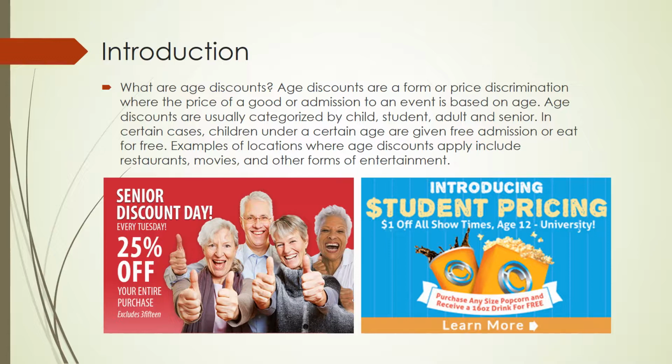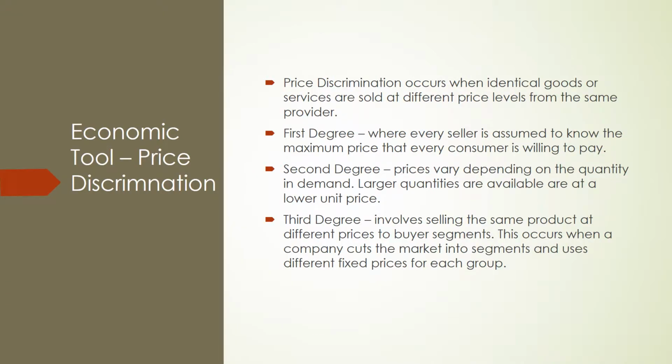Age discounts are a form of price discrimination where the price of a good or admission to an event is based on age. Age discounts are usually categorized by child, student, adult, and seniors. In certain cases, children under a certain age are given free admission or eat for free. The economic tool that will be used to analyze this issue is price discrimination.